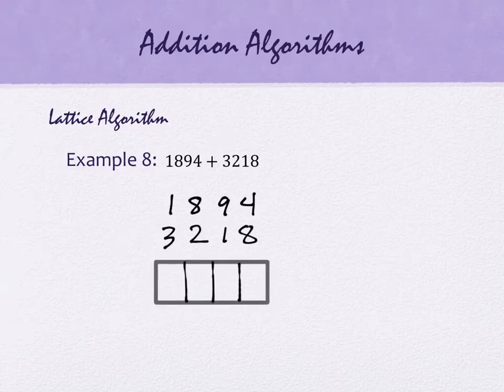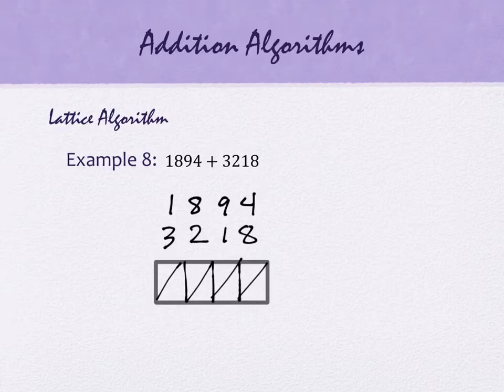Okay, so there's a box underneath each column. And then we're going to split the boxes in half, but we're going to do them at a diagonal like this. So this is why it's called a lattice, because of this image. Again, you can move from left to right or right to left. Doesn't make any difference. I'll move from left to right just because I can.